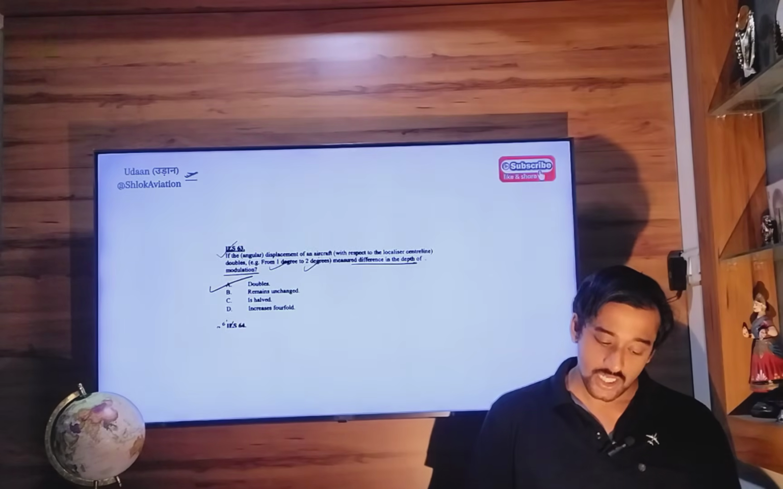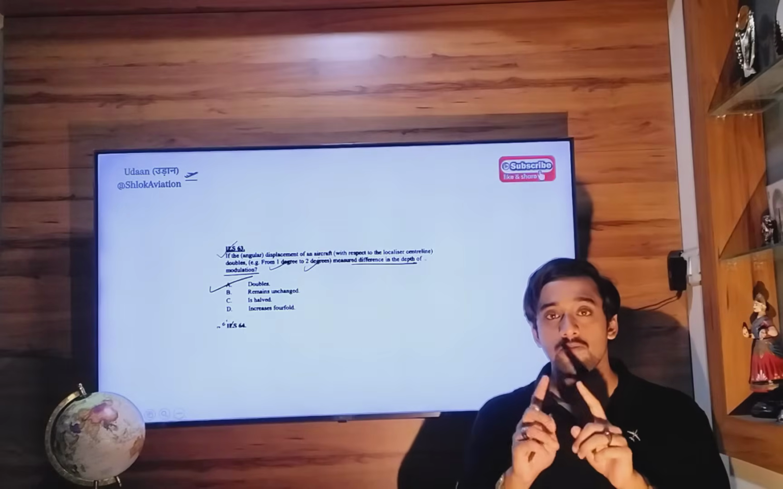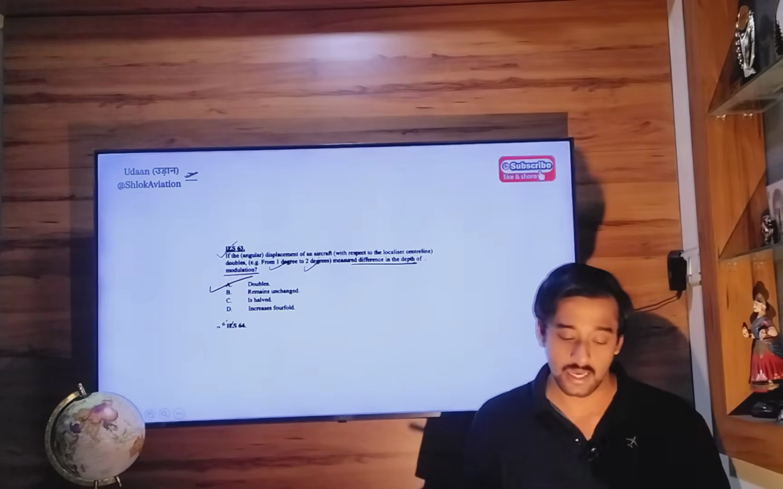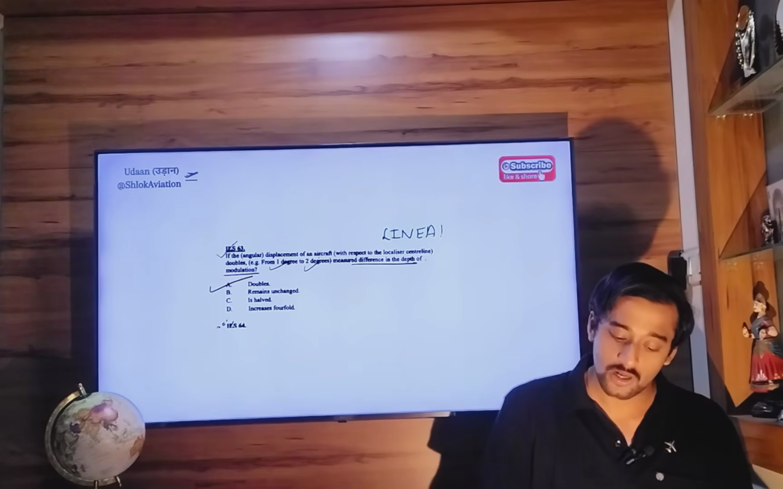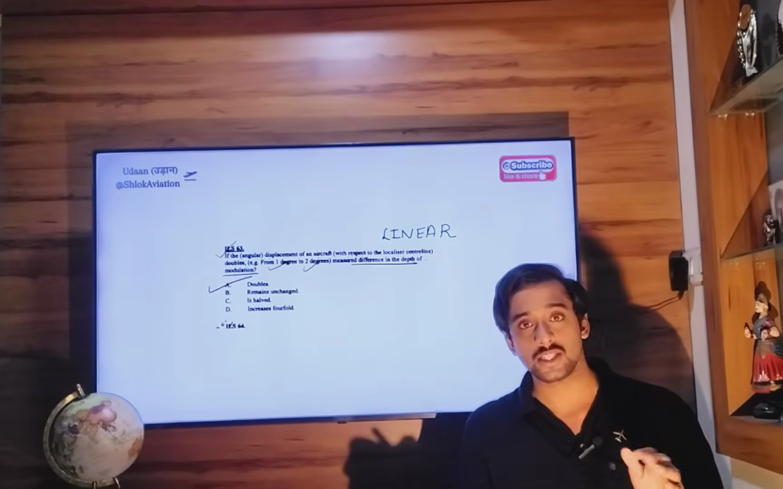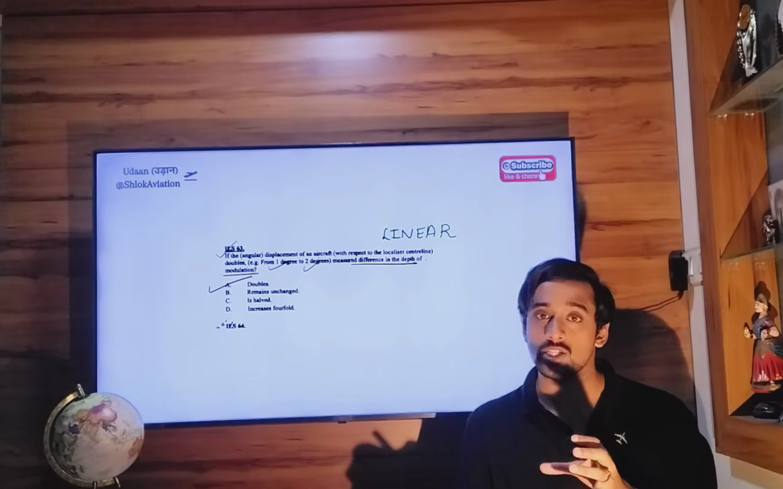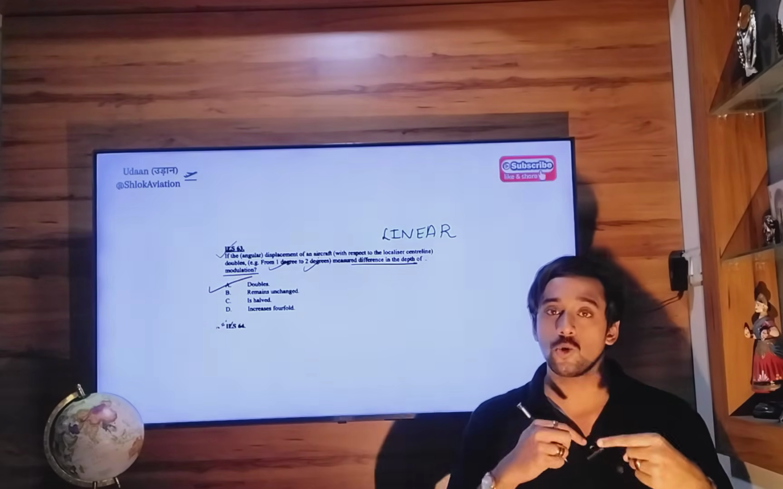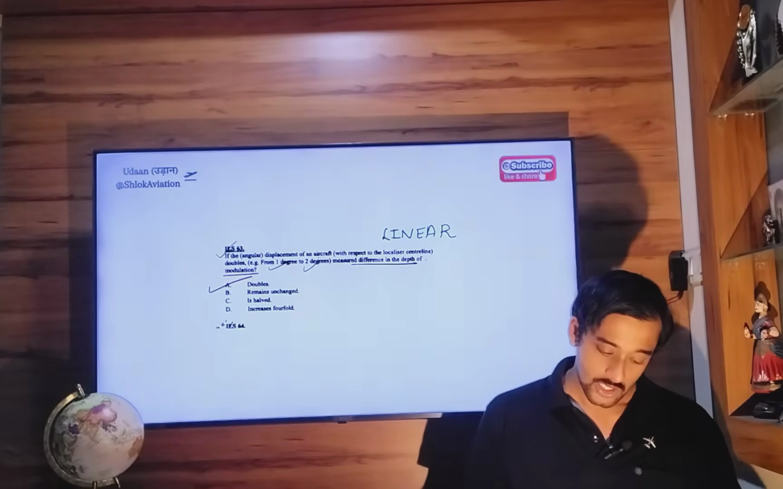So the relationship between this angular displacement of the aircraft left or right and the difference in depth modulation is a linear relationship. What does that mean? It means if angular displacement doubles, then the difference in depth modulation will also double. So they move along with each other in a linear relationship. So option A.